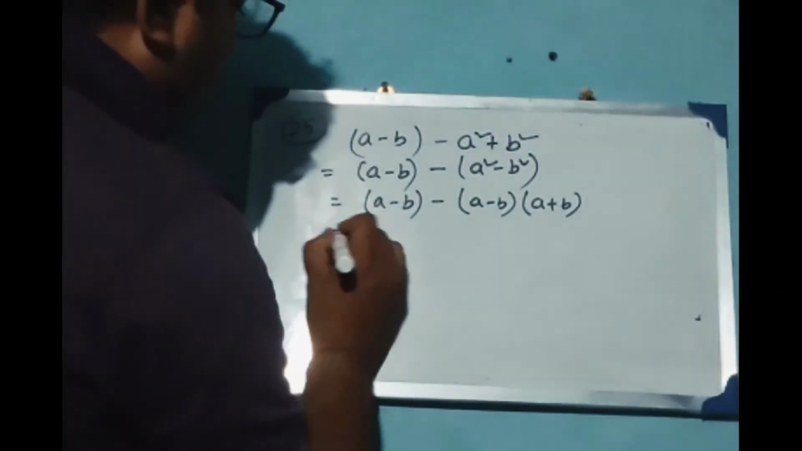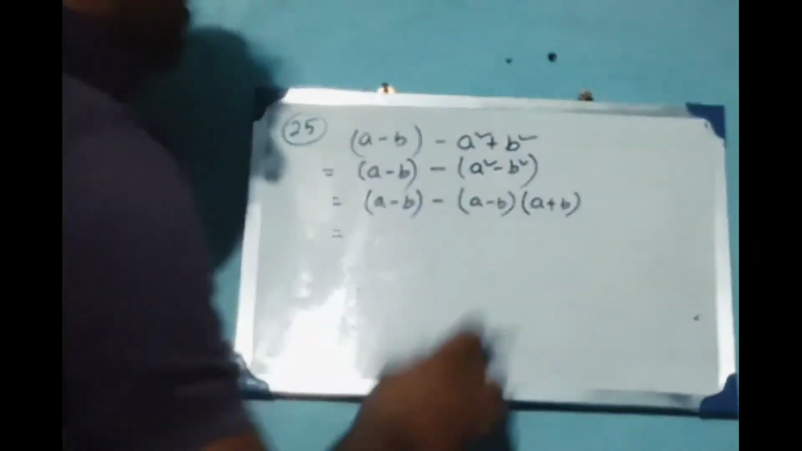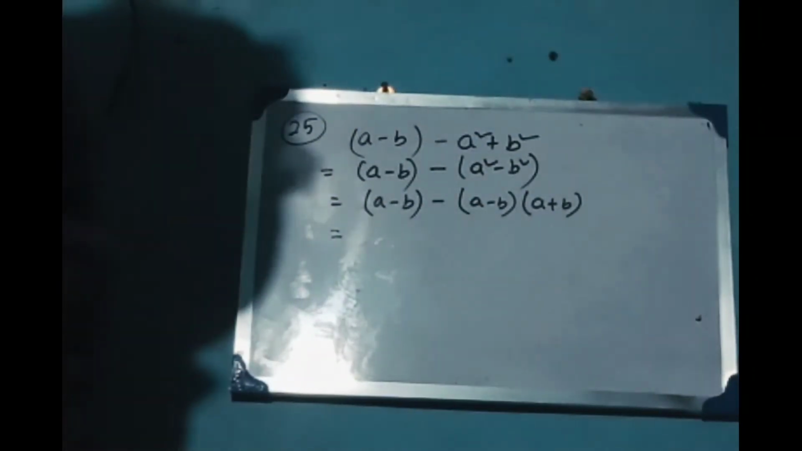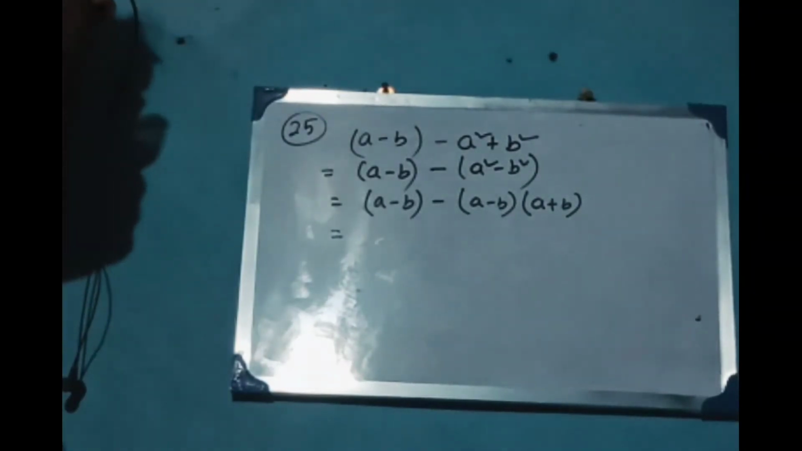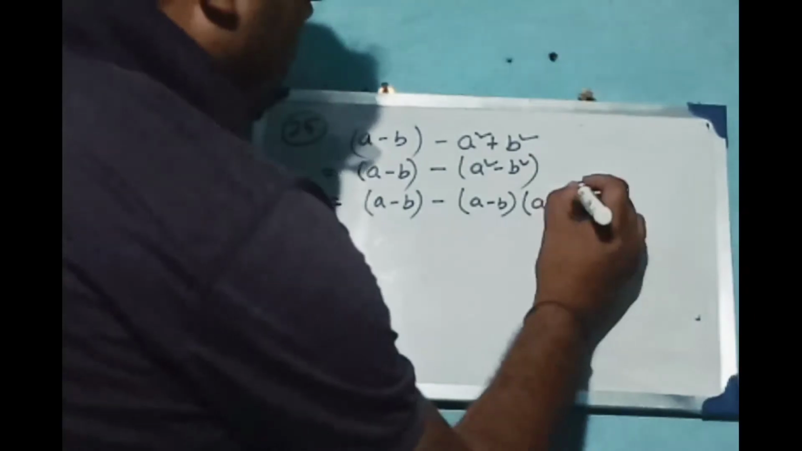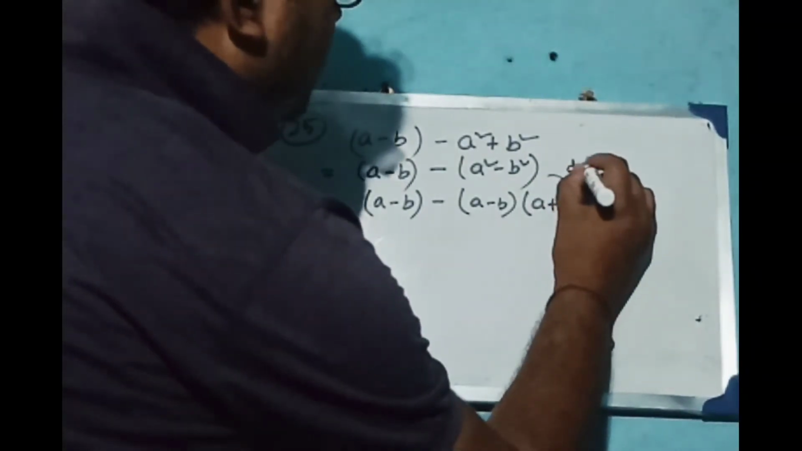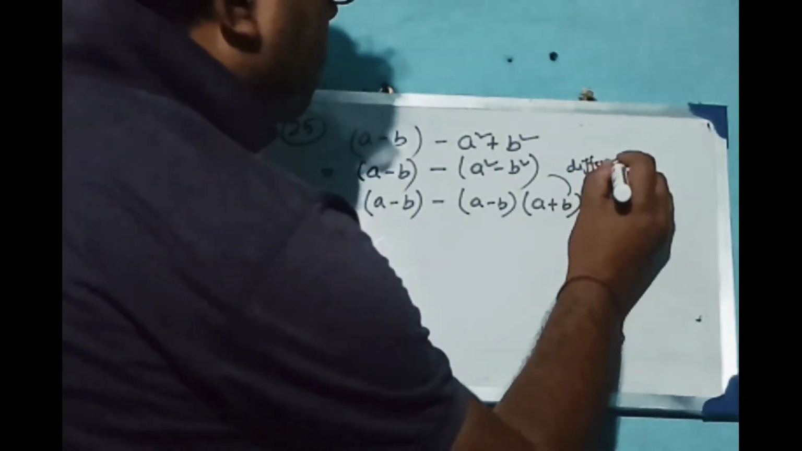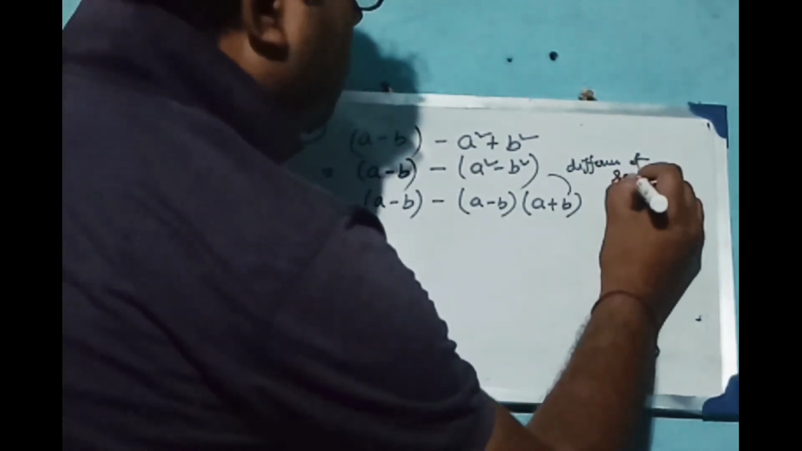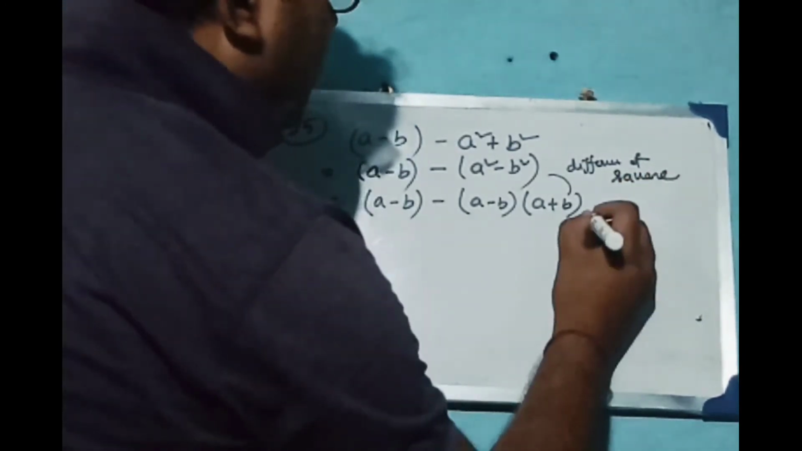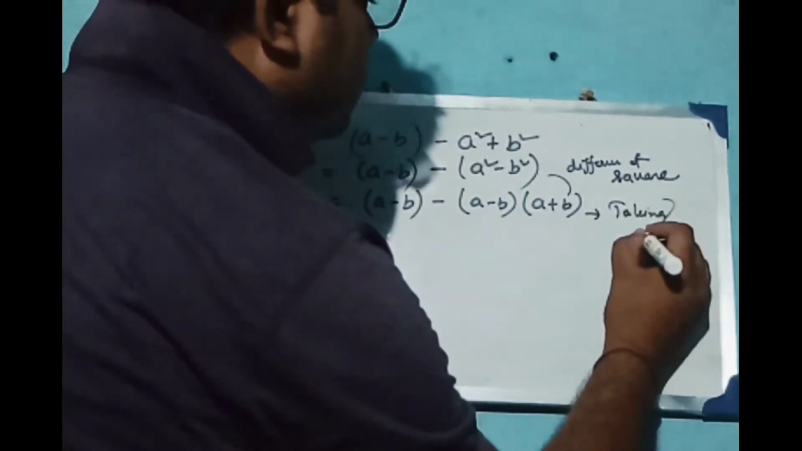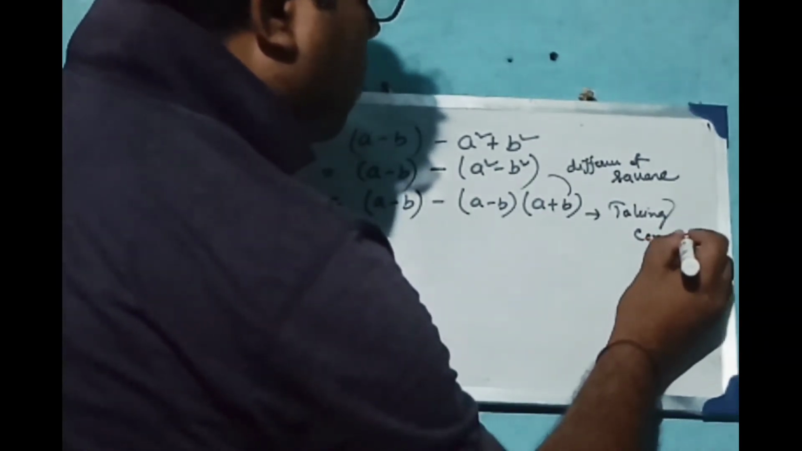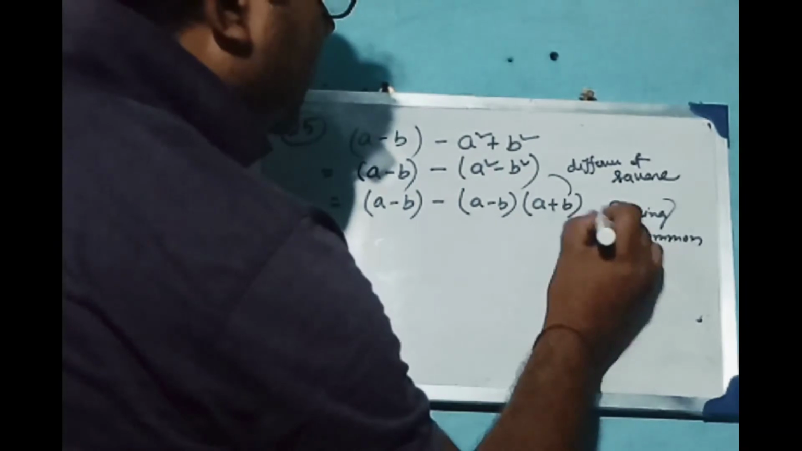Taking a minus b common, here we are applying two methods, that is factorizing by difference of squares, difference of two squares. First using the difference of squares here. Next, taking common. Next, we are using taking common.